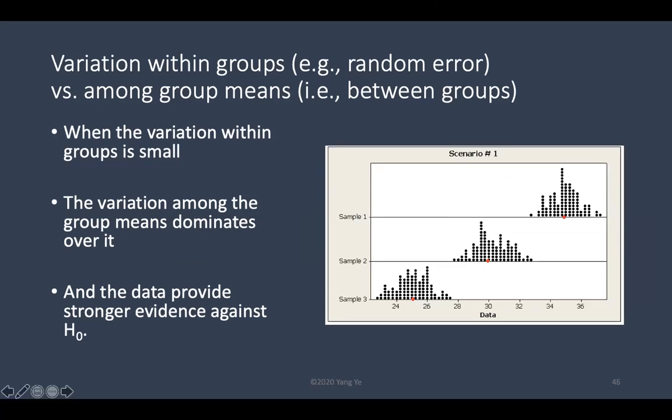In this other case, you can see the means seem to be different, but more importantly, compare the variation within each group to the variation of those 3 dots indicating the group means. It seems like the variation among the group means would dominate over the variation within each group, right? If this is the case, then the data will provide stronger evidence against the null hypothesis. Okay, I hope that makes sense, right?